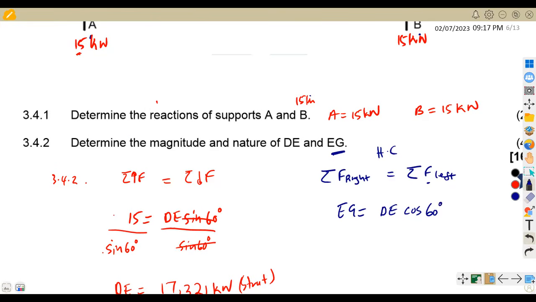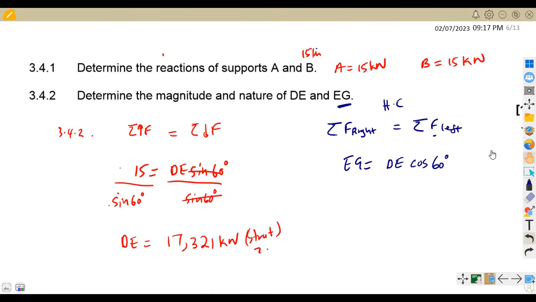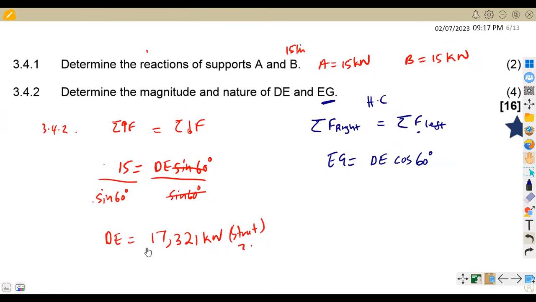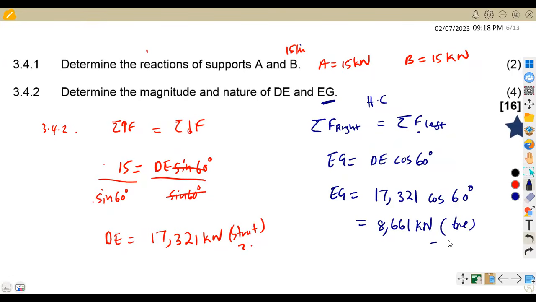Our DE, we calculated before. If we check, we have DE here. That means our EG is going to be DE, which is 17,321, cos of 60 degrees. So we are going to have something like 8,661 kilonewton. And we know that's a tie. So this is going to be a tie.